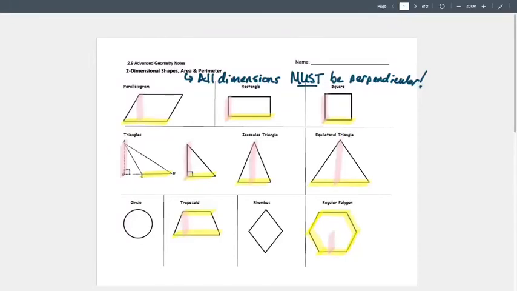Hey guys, this is Mrs. Keith, and today we're going to do notes over finding the area and perimeter of two-dimensional shapes. You did this in middle school a little bit, but we're just going to beef it up a little bit.